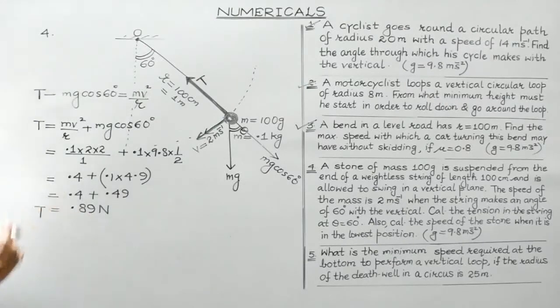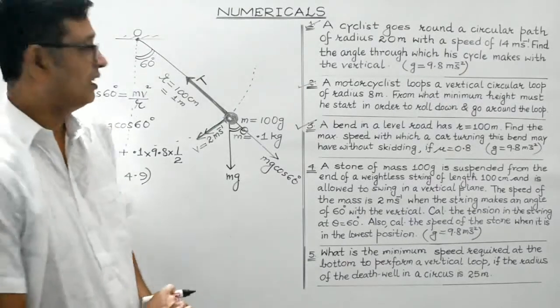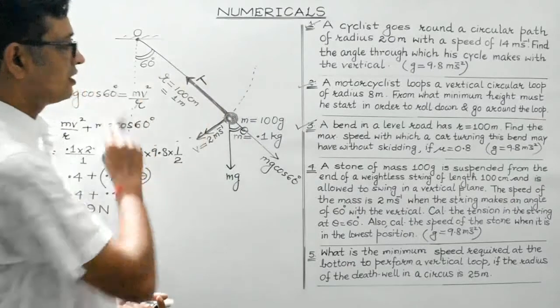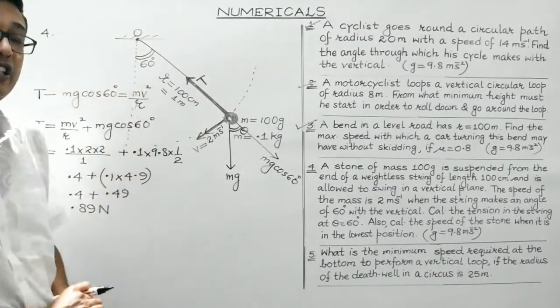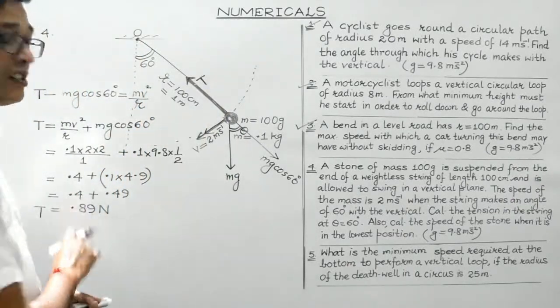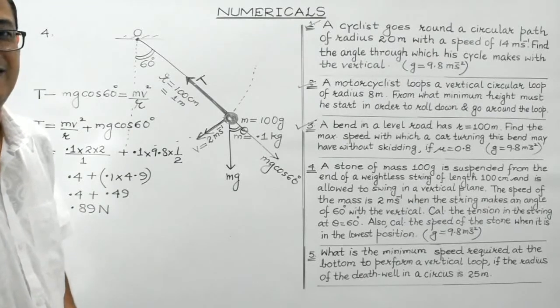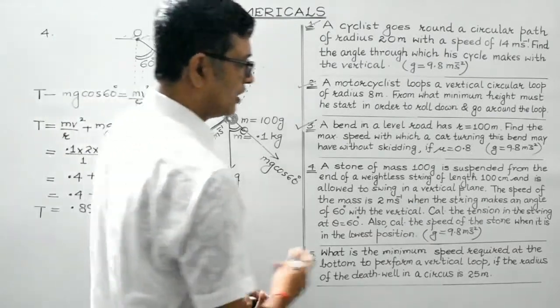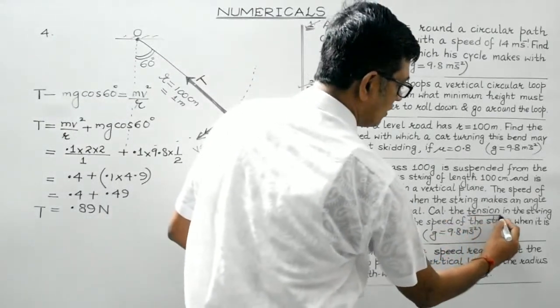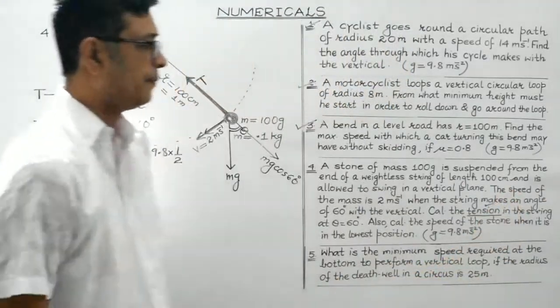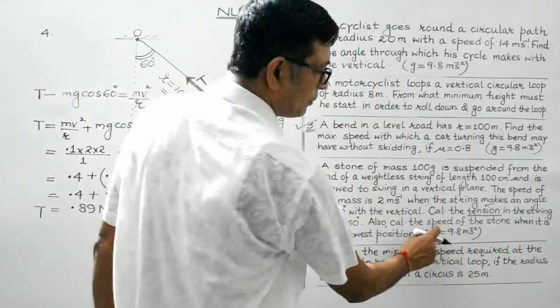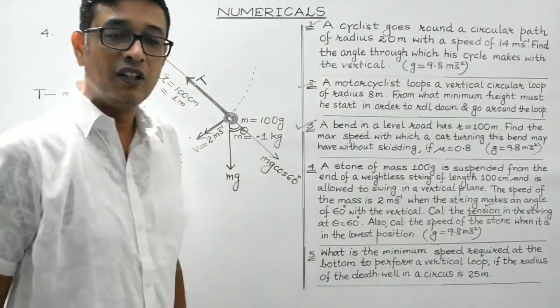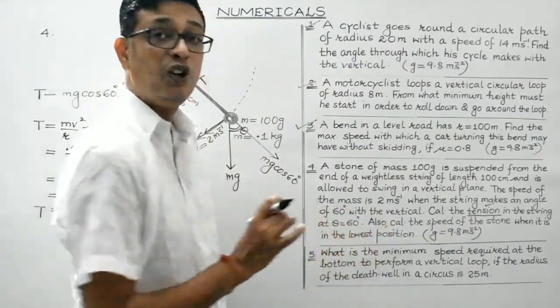So students, this is the answer of the first part. The tension at this instant when it makes an angle of 60 degrees with the vertical is 0.89 Newton. So we are done with the first part. Tension has been calculated. Now the second part is, we are supposed to find out the speed of the stone when it is in the lowest position.